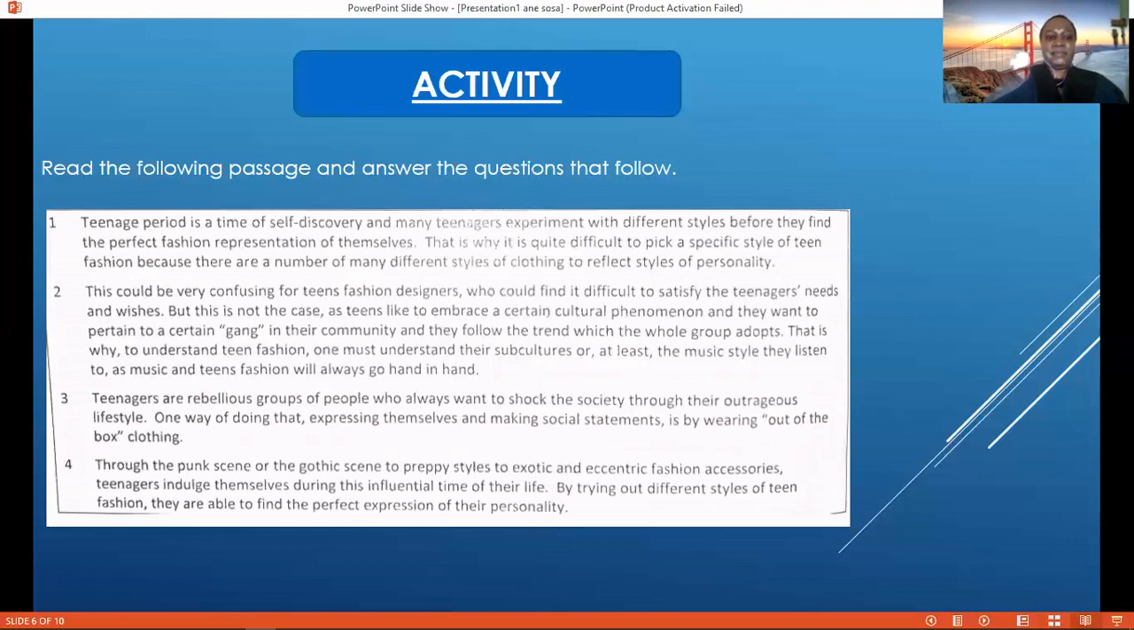and wishes. But this is not the case, as teens like to embrace a certain cultural phenomenon and they want to pertain to a certain gang in their community and they follow the trend which the whole group adopts. That is why, to understand teen fashion, there are subcultures or at least the music style they listen to, as music and teen fashion will always go hand in hand.